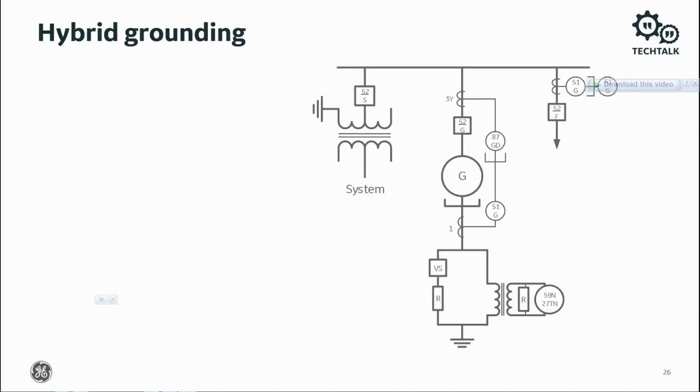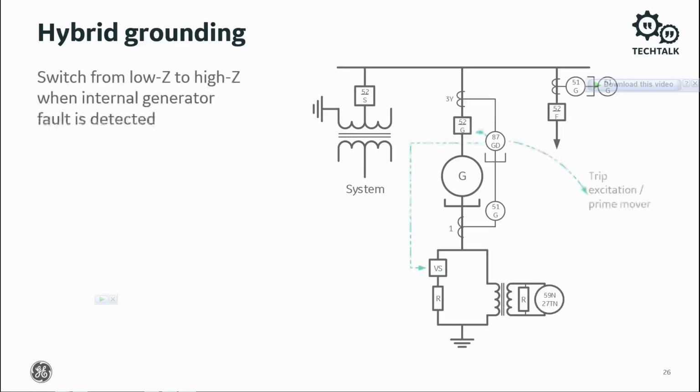Hybrid grounding is a way to get the best of both worlds. It employs dynamic switching from low impedance grounding in normal conditions to high impedance when an internal generator fault is detected. When a ground fault occurs in the generator, the 87GD detects the fault. It commands vacuum switch VS to open, removing the low impedance ground, leaving the neutral grounding transformer and neutral grounding resistor. This high impedance path limits fault current to approximately 10 amps, and thus it stops generator damage. As the fault continues, the 59N27N takes care of tripping.